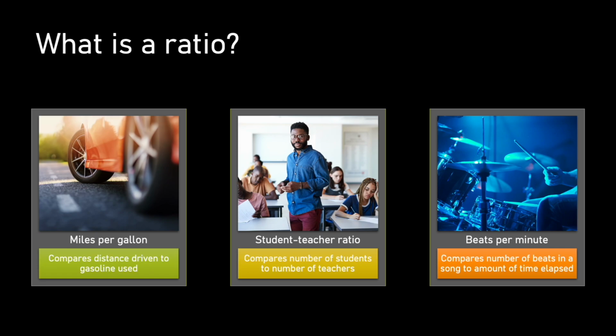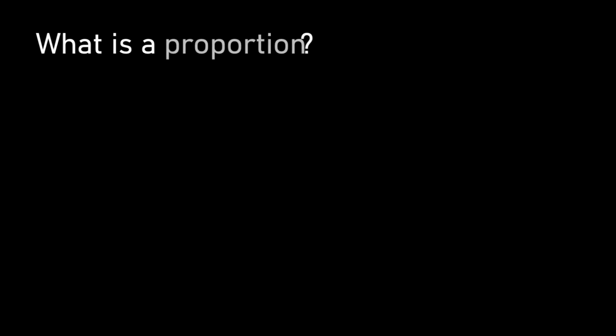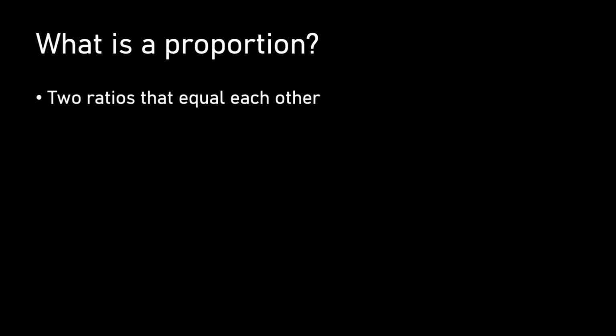So you can see from these examples that a ratio can be two measured quantities, two counted quantities, or it could be a mix of both. So that leads us to the next question: what is a proportion? Well, it's just two ratios that equal each other. For example, A over B equals C over D.